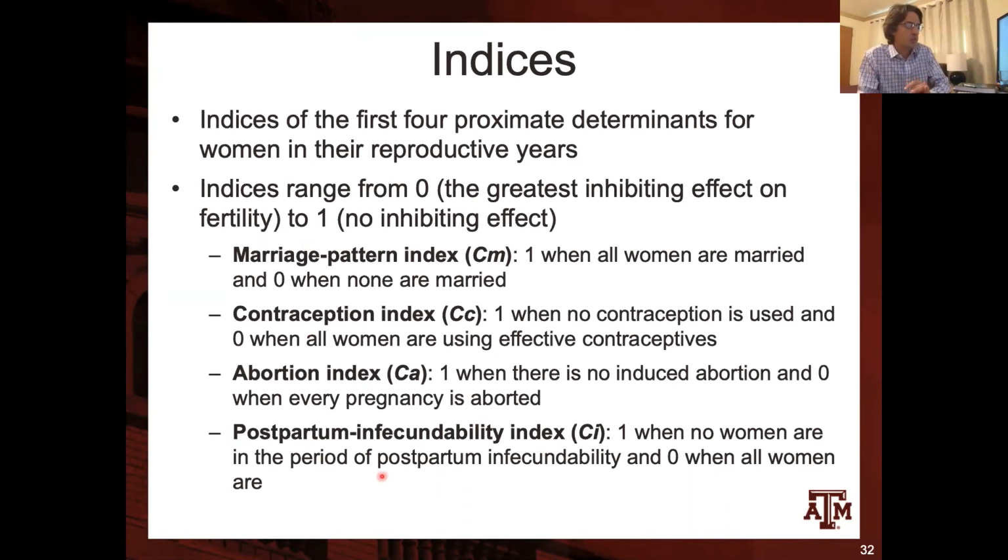In the case of the postpartum fecundability index, it's going to be 1 when no women are in the period of postpartum infecundability, so there's no inhibiting effect on fertility, and 0 when all women are breastfeeding. So that's the greatest inhibiting effect on fertility. But again, what we're going to try to estimate for each one of these countries in each one of the years are these indices of marriage, contraception, abortion, and postpartum fecundability that will vary between 0 and 1. Closer to 0, more inhibiting effect. Closer to 1, no inhibiting effect on fertility.